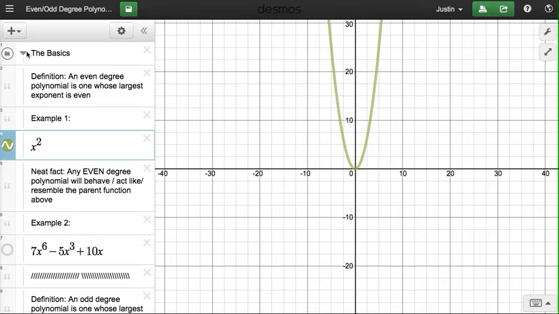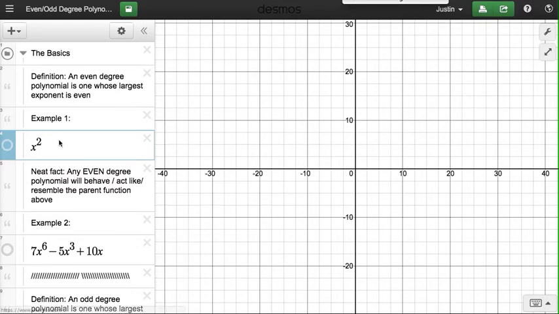So let's start with the basics. I've got a definition here, and it says exactly what it says. An even degree polynomial is one whose largest exponent is even. In the first example I have, pause the video because chances are you haven't recorded anything yet. So pause.